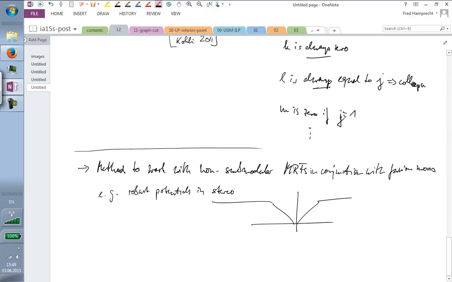We said that alpha expansion works only if we have a metric, and if we don't have a metric, then this auxiliary problem that we get is no longer submodular. But now we have a method that can deal with non-submodular problems, so we can take these two together to solve problems like the ones that you see here, for example, using these robust potentials. In conjunction with fusion moves, the thing we did before the break.